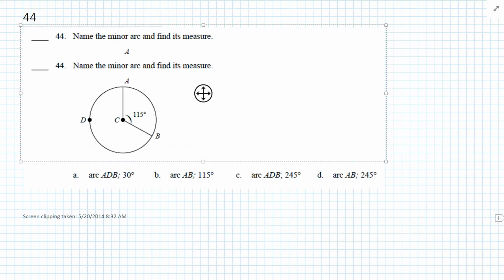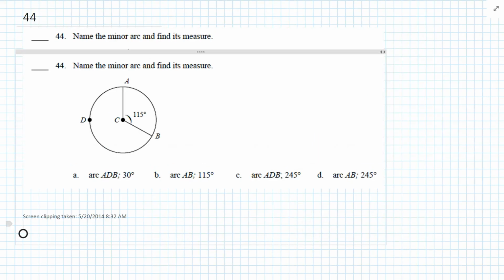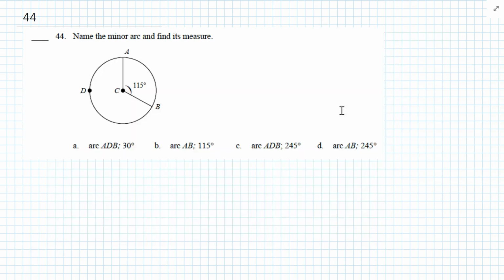44. Name the minor arc. Find its measure. Well, the minor arc's easy. It's just AB with the 115. The answer is B.